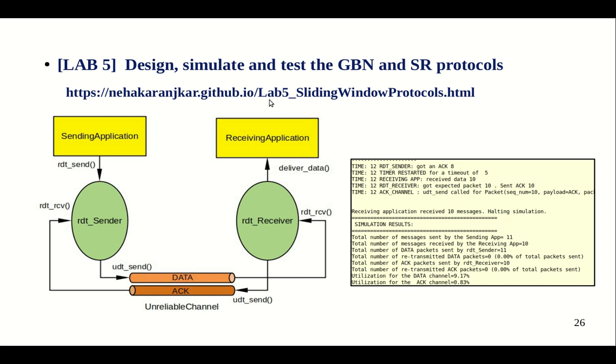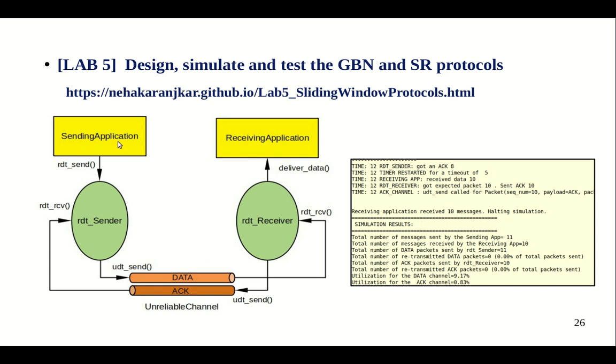Essentially, the lab is divided into two parts. In the first part, a template is given to you for the go back N protocol. What does this template consist of? Recall this picture here that we had. We had a sending side and a receiving side, and this is an unreliable channel. The sending side sends data packets, the receiving side sends back acknowledgements, and because it's an unreliable channel, some packets can get corrupted, some packets can get lost, and so on.